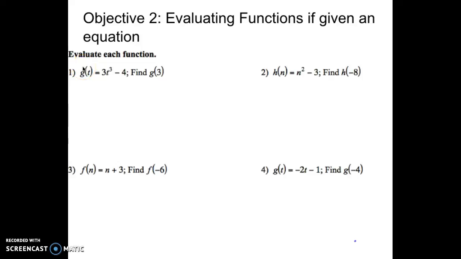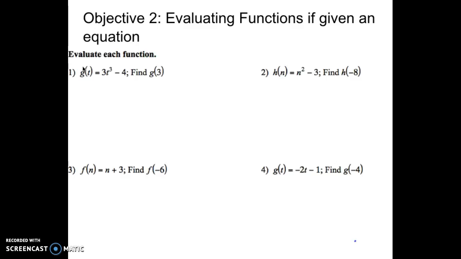Alrighty, objective 2, evaluating functions if given an equation. Evaluating each function if the directions say that. If I was going to do number 1 and model how to do that, I would first just say it out loud: g of t equals 3t cubed minus 4, and it's asking me to find g of 3.